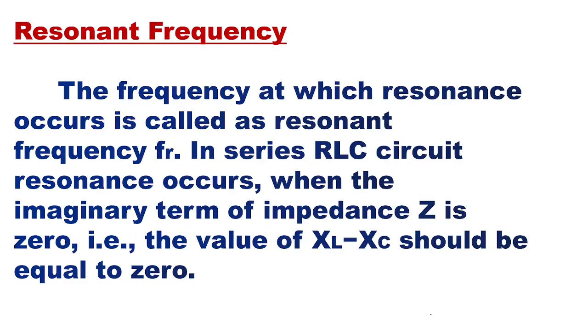Then what is the resonant frequency of series resonance? What is the formula for that? The frequency at which resonance occurs is called the resonant frequency. We'll denote it as FR. In a series RLC circuit, resonance occurs when the imaginary term of impedance is 0. That is, the value of XL minus XC should be equal to 0. That is, the inductive reactance and capacitive reactance will be equal and opposite, so it will be 0.